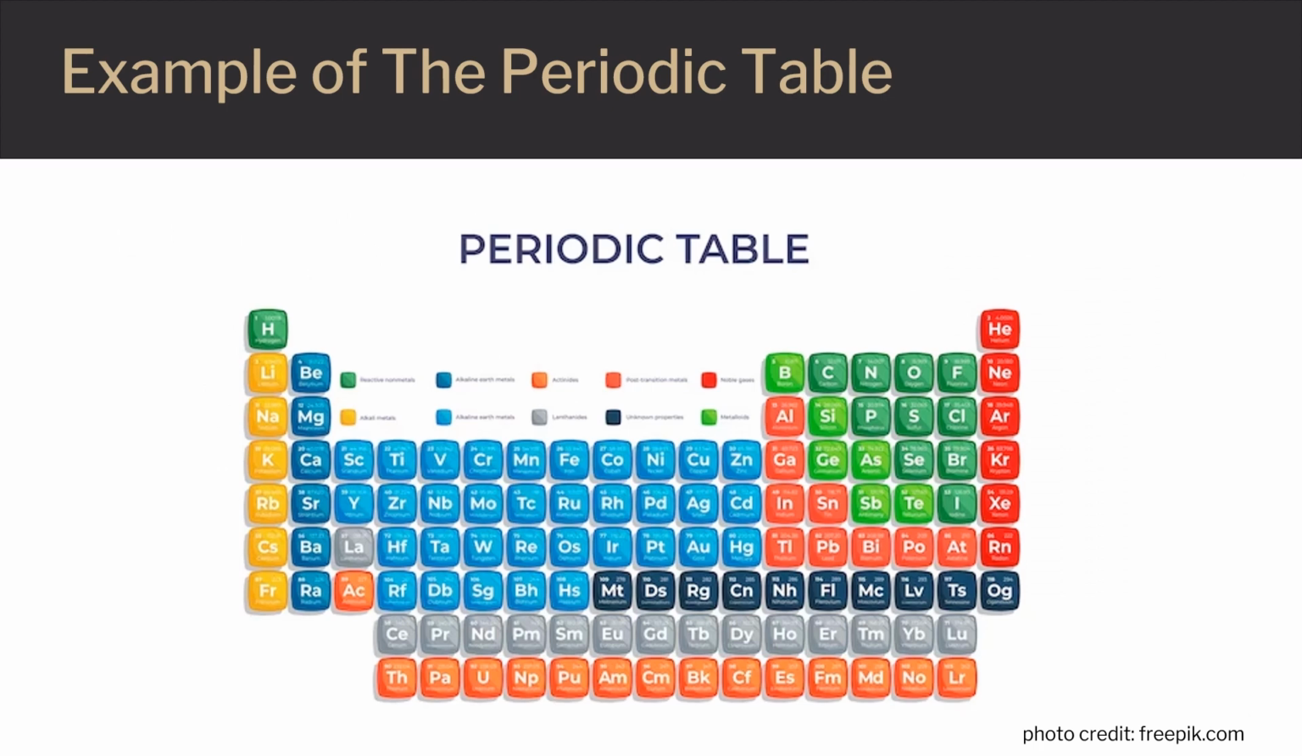Example of the periodic table. The periodic table is a tabular array of chemical elements organized by atomic number, from the element with the lowest atomic number, hydrogen, to the element with the highest atomic number, oganesson. The atomic number of an element is the number of protons in the nucleus of an atom of that element.